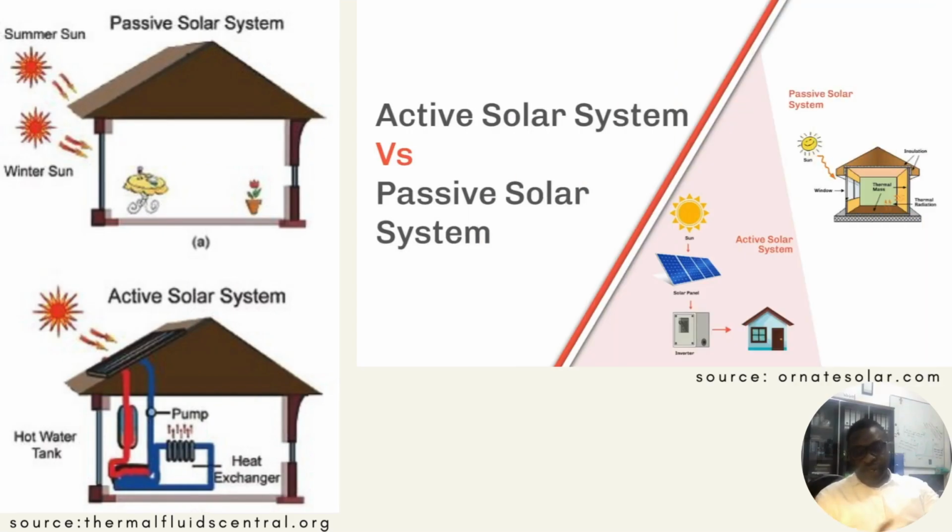This image here shows us an illustrative difference between the active solar system and the passive solar system.